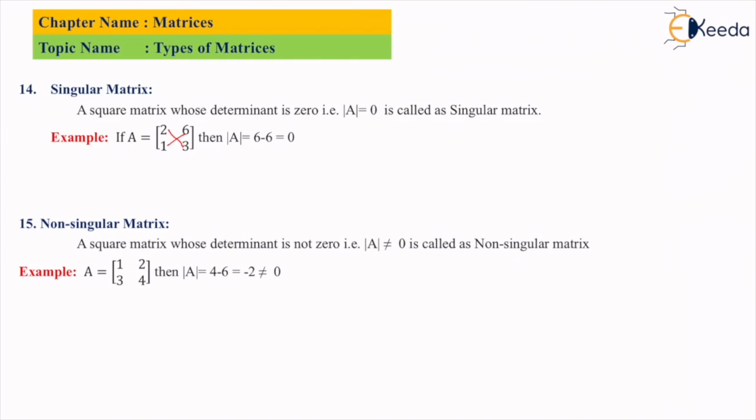So guys, here we have covered different types of matrices. Yes, there are certain special matrices like symmetric matrix, skew symmetric matrix, Hermitian matrix, skew Hermitian matrix, or nilpotent matrix. Such types of matrices we'll see in the next video.